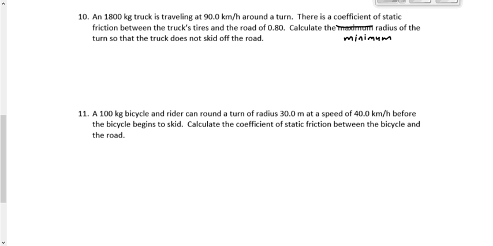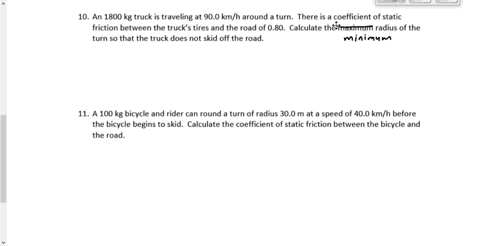Think about the typo there, right? If I left it as maximum, there is no maximum, right? The bigger the radius, the wider the turn, the less likely you are to skid off. So it's not a maximum radius that you can go around. It's a minimum radius. The tighter the circle, the harder it is to stay on the road. You know that, right? So we want to find out what that minimum radius is.